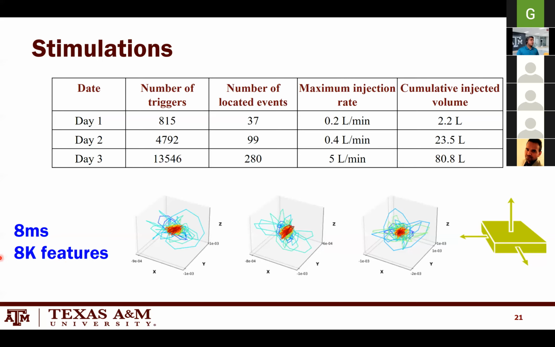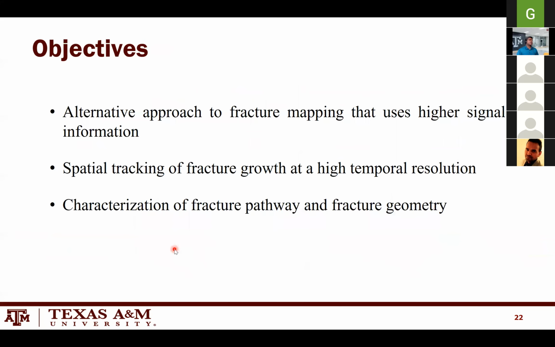Now, we cannot work with 8,000 time steps for each trigger. It's a very big, high dimensional data set. Anything that we do with 8,000 dimensions or 8,000 features will lead to non-unique models. So the first thing is how to compress this data. Why are we doing this work? In this work, we are using an unsupervised method. Our objective is to map the fractures properly, if possible, and see how the fracture is growing. And if we use an unsupervised approach, the hypothesis here is we can use higher signal information.